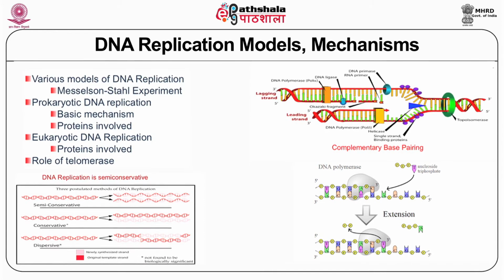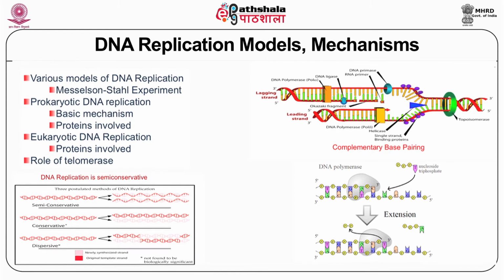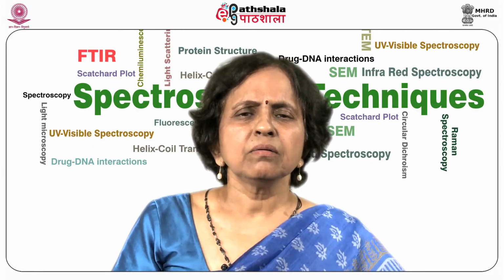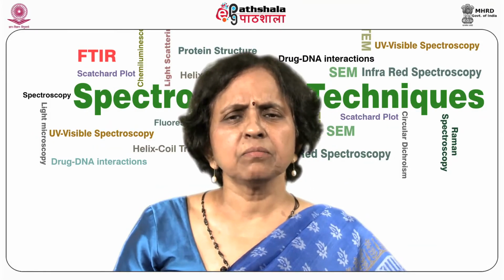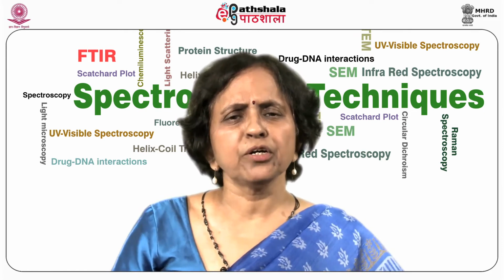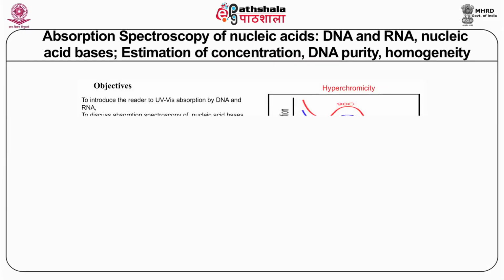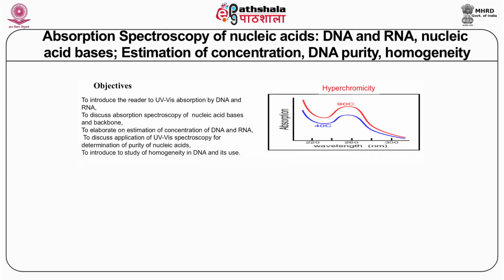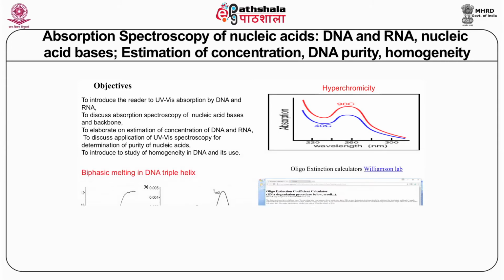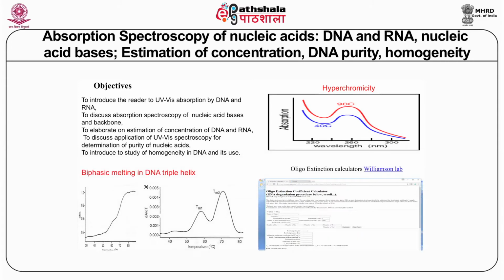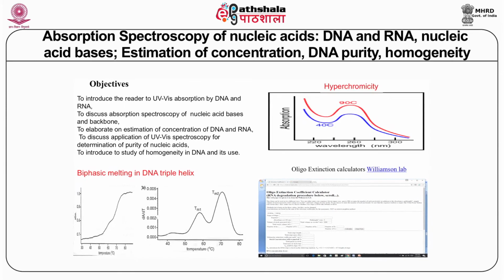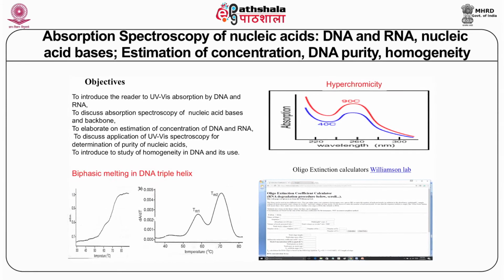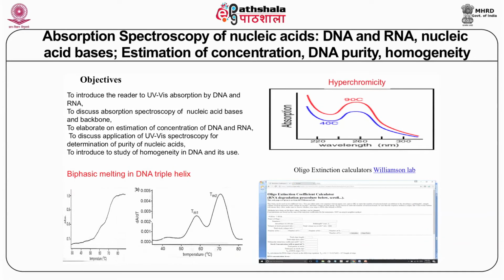260 by 280 is a very common parameter that you determine. And discuss the absorption of the various nucleic acids. There is also the backbone contribution, how does it influence the absorption, and then of course the estimation of the concentration, absorption spectroscopy for purity of the nucleic acids, and so on and so forth.